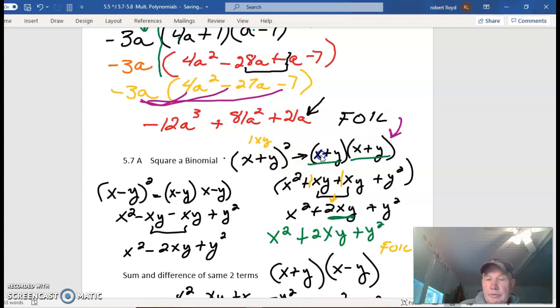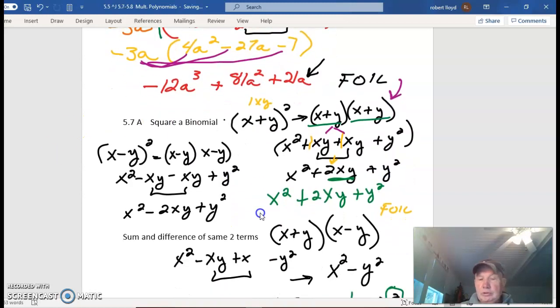So you get first times first, x times x, x squared. Outside will be xy. The inside will be yx, but if you put it alphabetically, it'll be xy just like the outside too. And then last times last, y squared. Combine these two for 2xy. So it's x squared plus 2xy plus y squared.